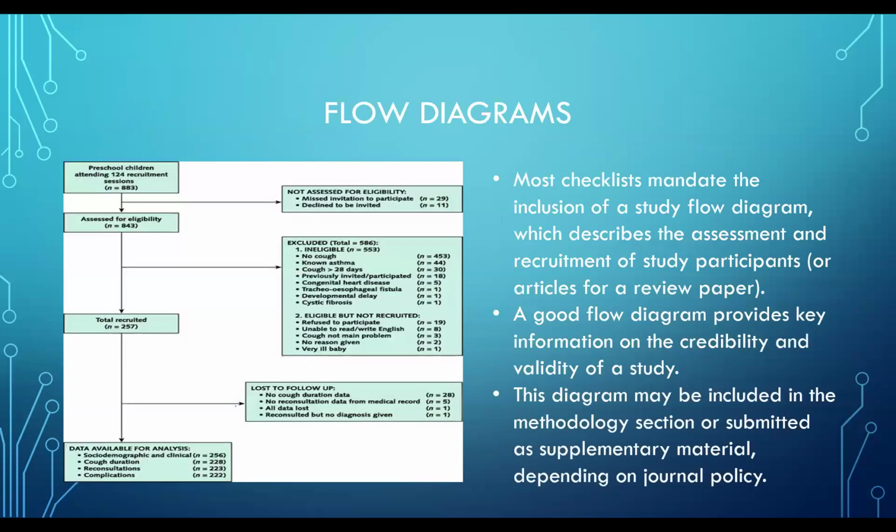Another important component of the checklist methodology is the flow diagram. Basically, what a flow diagram does is it tells you how the subjects were recruited into the study, how many were excluded, if it was a longitudinal study, how many were lost to follow-up, and finally, how much data was available for analysis. So a good flow diagram provides invaluable information about the credibility and validity of a study.